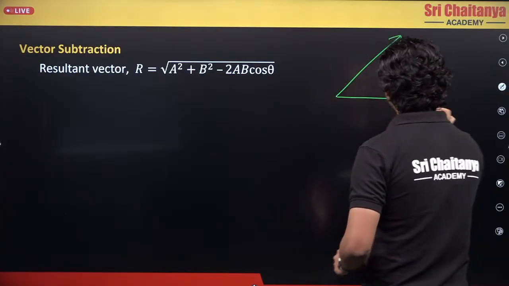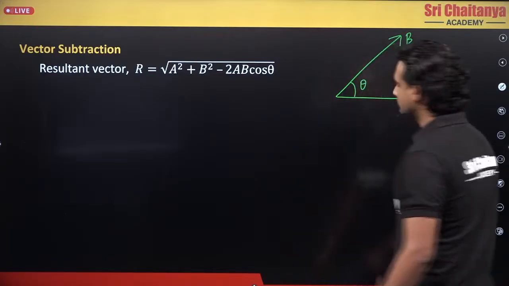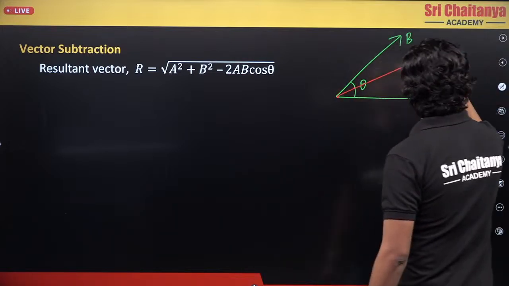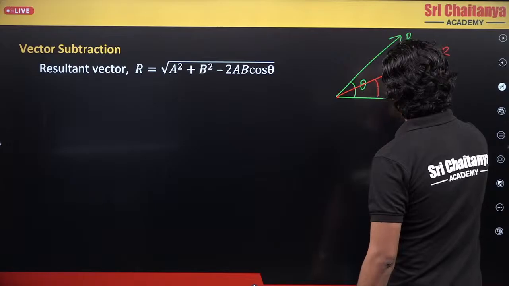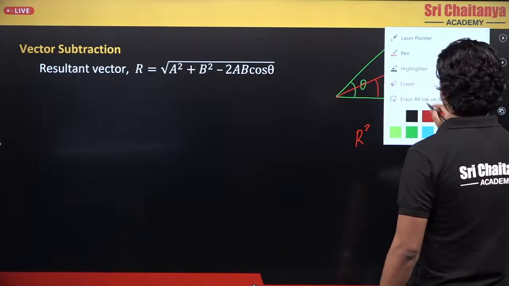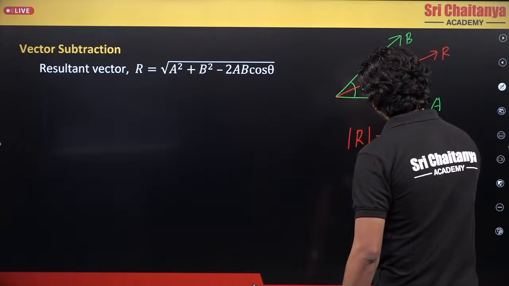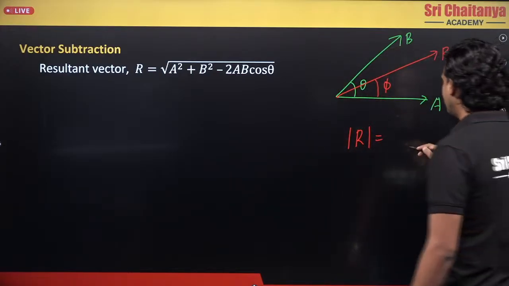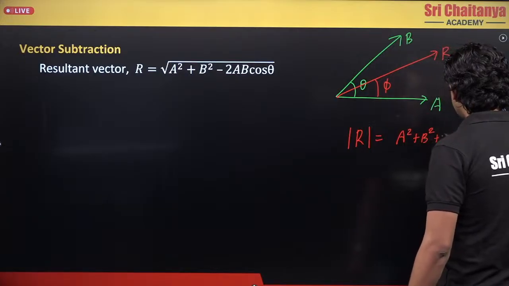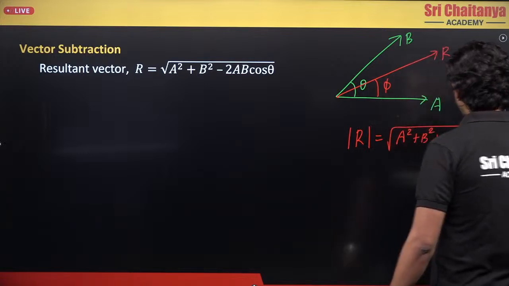So to revise, what was vector addition? Let's suppose I have one vector A and another vector B, and theta is the angle between them. Then the resultant of these two vectors is some vector R, and this vector R makes an angle phi with vector A. So what are the two formulas? First, I am trying to calculate the magnitude of this resultant, only the value. And that is equal to the square root of A square plus B square plus 2AB cos theta. So this was the resultant which we had here.